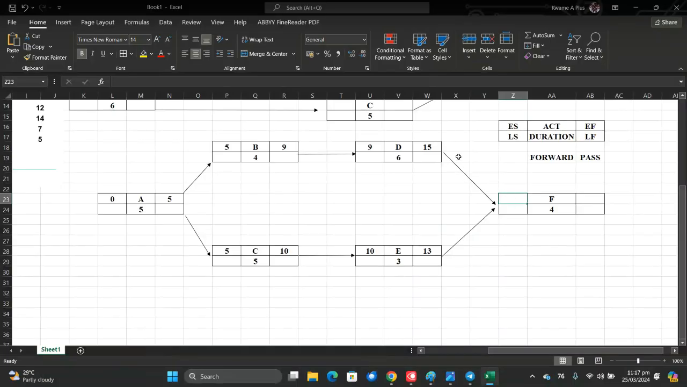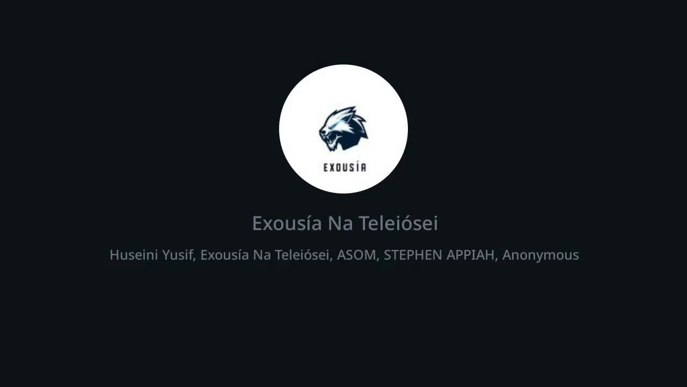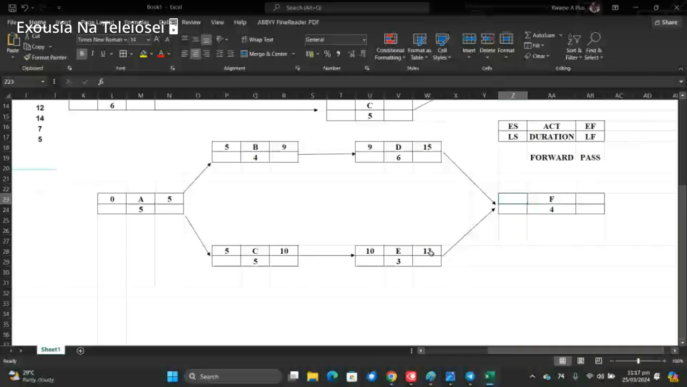The earliest start. Okay, earliest start of what? Of F. This one says what? Earliest finish. Okay, which one finished early? This one was slowed down. This one slowed down.